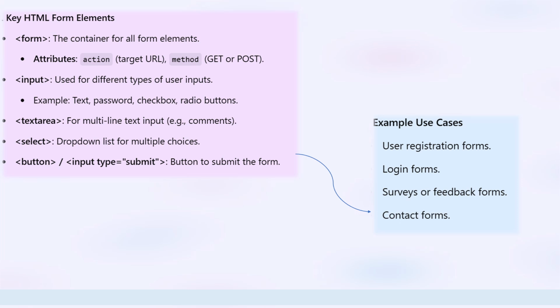Now the input tag. The input tag is used for different types of user inputs. For example, your input can be of type text, password, checkbox, or radio button. Textarea is for multi-line text input. Select creates a drop-down list for multiple choices. Button input type submit is used to submit the form to the server. Example use cases you see in everyday life for HTML forms are user registration forms, login forms, survey or feedback forms, contact forms, and many more.